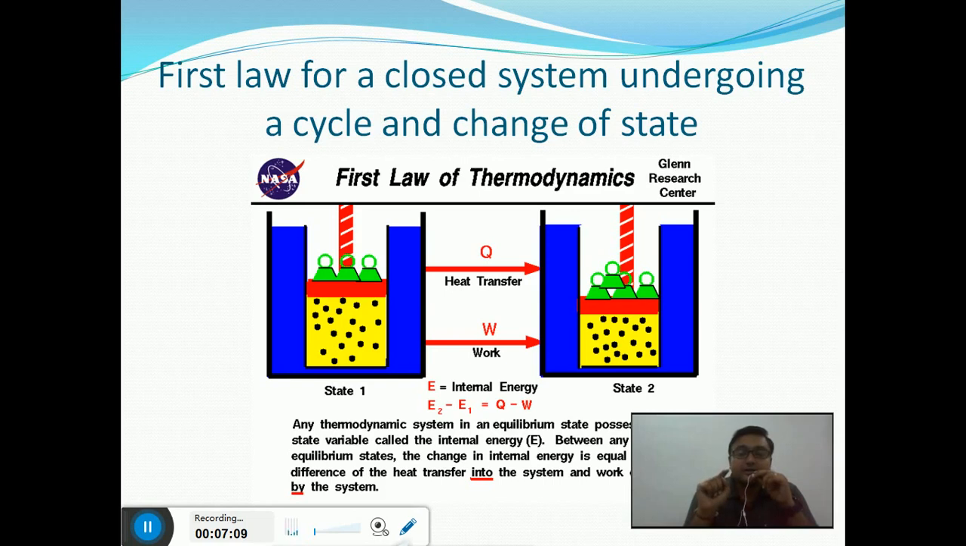That latent heat of vaporization is not able to convert into work form because it is internal energy of the system. So if you are adding heat, that will be added into the heat amount. So the total amount of heat is equal to work obtained plus latent heat of vaporization, means Q minus W is equal to E2 minus E1.